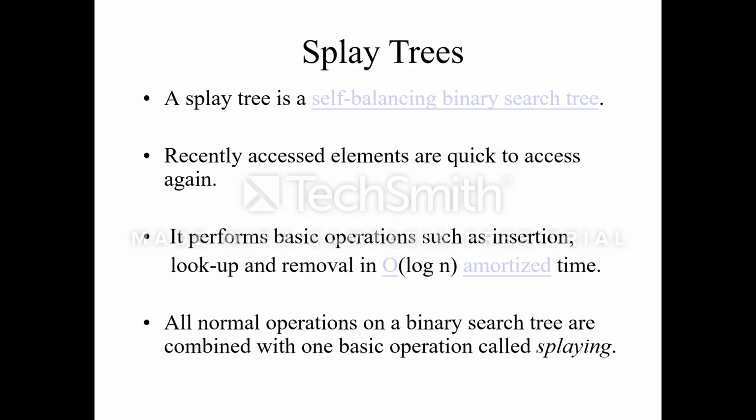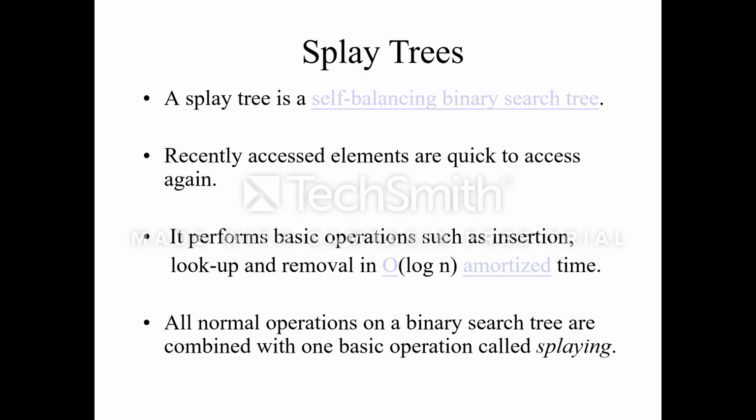So let us begin with the introduction of the Splay tree. A Splay tree is a binary search tree with the additional property of self-balancing. In this, the recently accessed element can be accessed quickly as it becomes the root node or is nearer to the root node. Basic operations like search, insert and delete can be performed in log n time. All the above operations are combined with one basic operation called splaying, which means rearranging all the elements in the tree so that the splayed element is placed at the root of the tree.